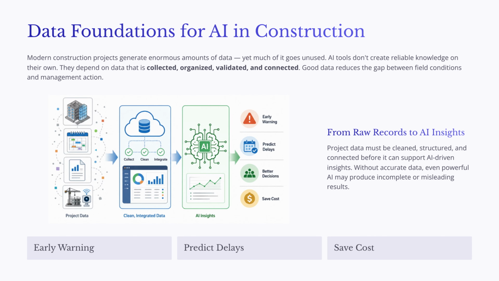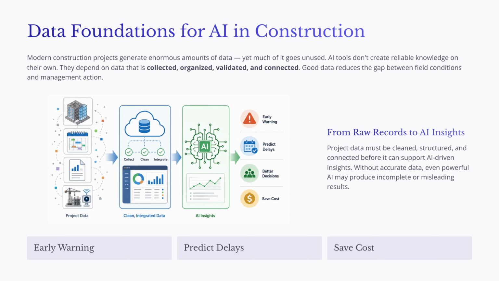The key idea on this slide is simple. Raw project records must become clean, integrated data before they can support useful AI insights. When the data is accurate and accessible, AI can help managers identify early warning signs, predict potential delays, improve decision-making, and reduce cost impacts. For construction managers, data should not be viewed as simple paperwork.